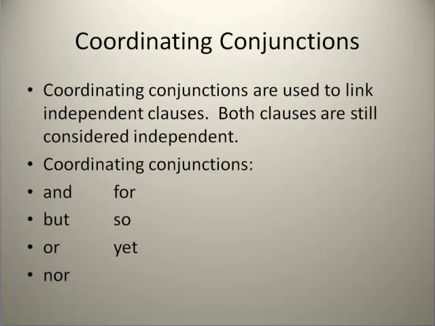We also have 7 coordinating conjunctions. Coordinating conjunctions are used to link independent clauses. Both clauses are still considered independent. Coordinating conjunctions are and, but, or, nor, for, so, and yet.